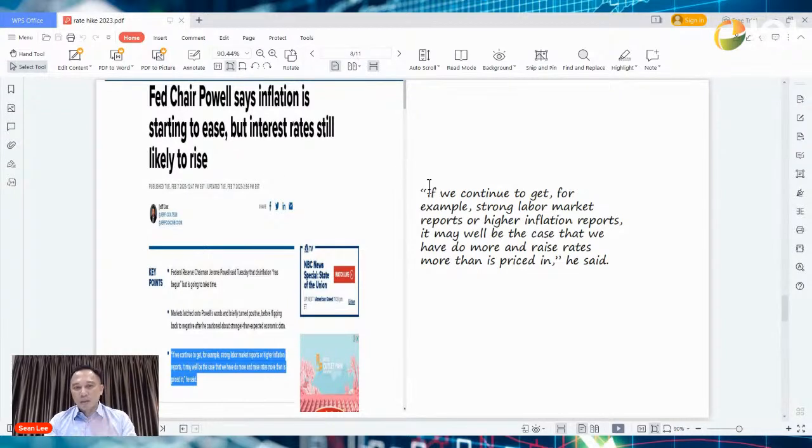So in short, word by word, what he said, if you continue to get, okay, for example, a very strong labor market report or higher inflation reports, okay, if it does go hand in hand, that means that the disease requires a stronger medicine, but I don't see a side effect of it. So it may well be the case that we will have to do more and raise rates more than is priced in.